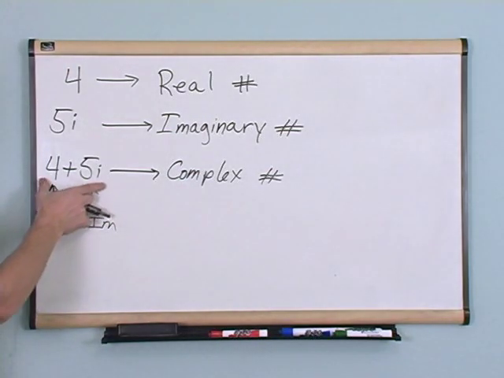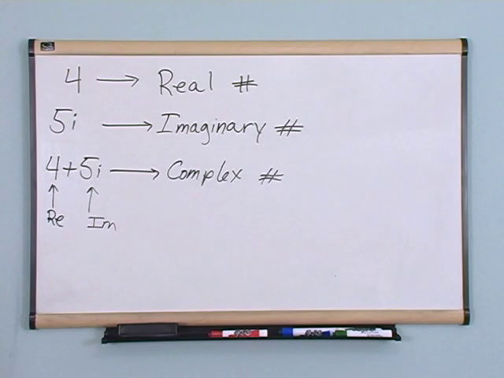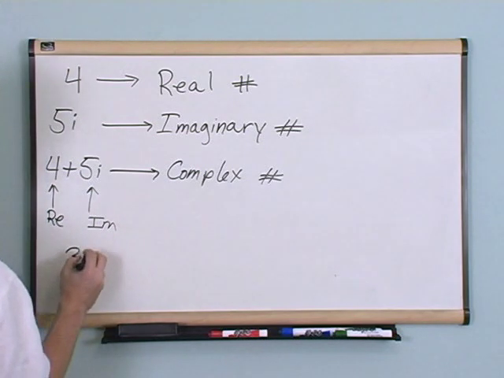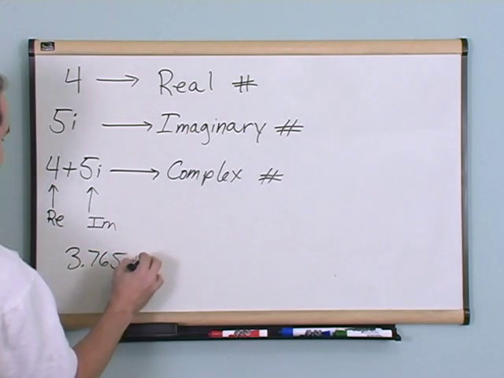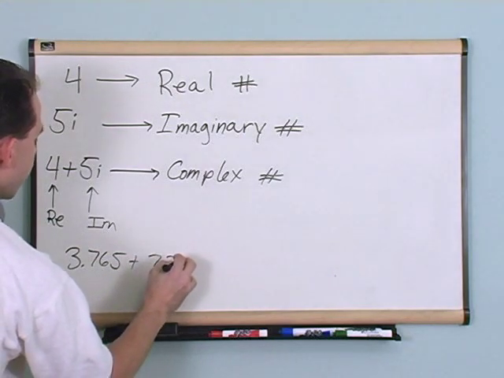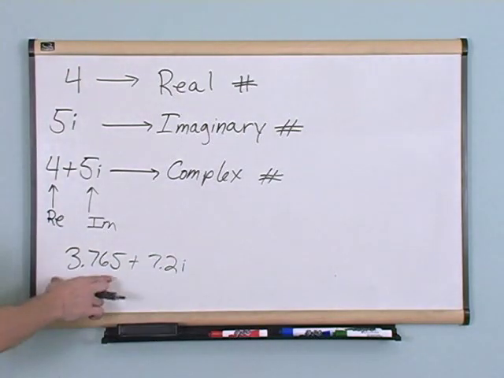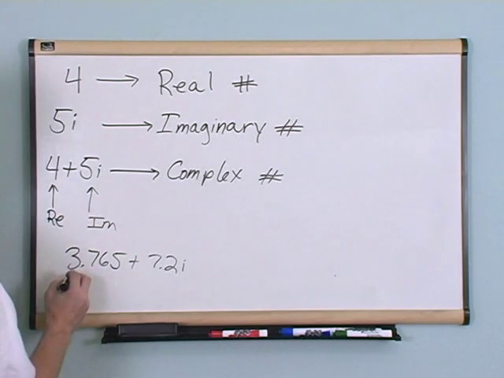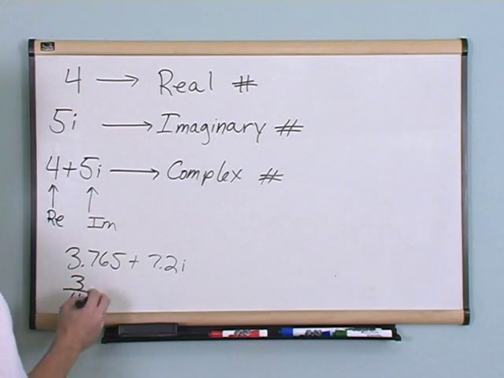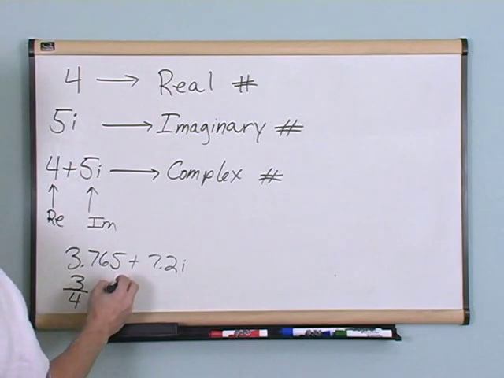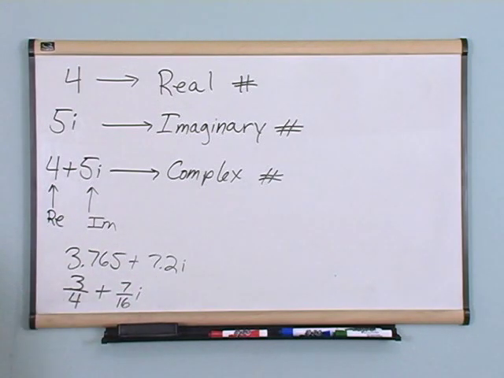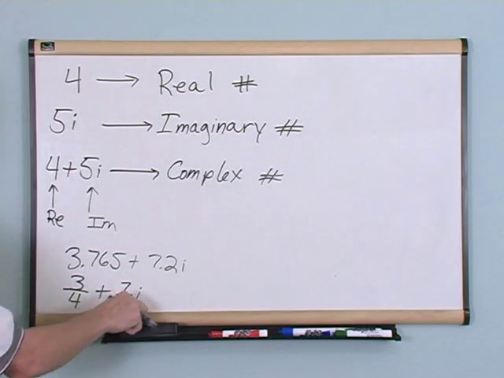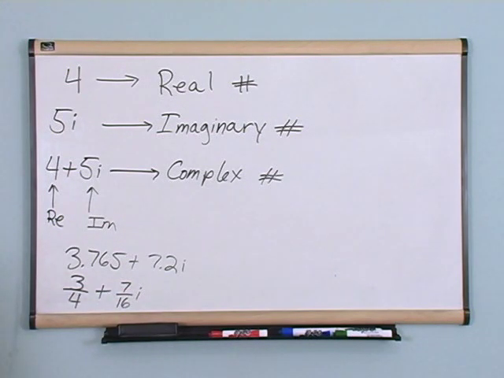This is the most general form of a number ever. It could be 3.765 plus 7.2i. That's a complex number. You've got a real part, you've got an imaginary part. It could be 3/4 plus 7/16 i. That's a complex number. You have a real part and you also have an imaginary part. Okay? That's the general form.